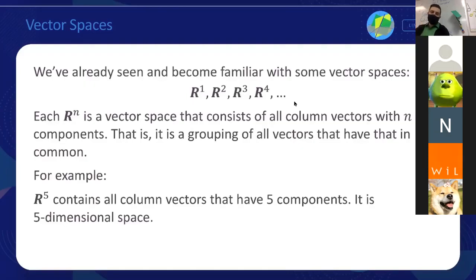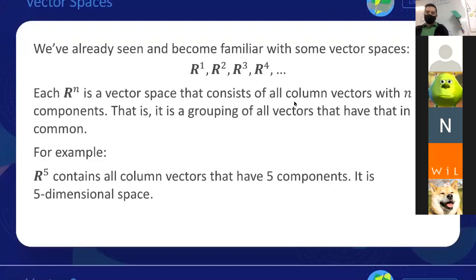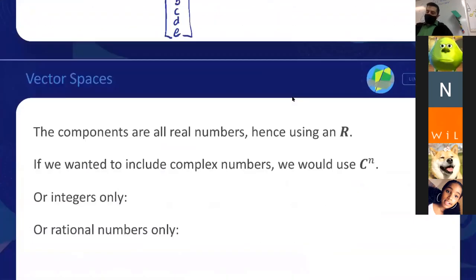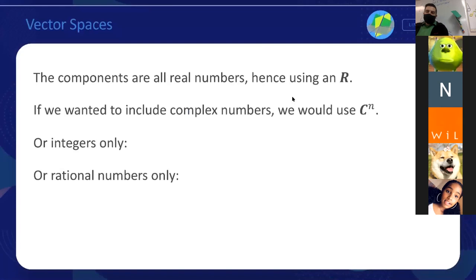So R5 would be all column vectors that have 5 components. It's basically describing 5-dimensional space. So it's saying any vector that would have 1, 2, 3, 4, 5 components. Whatever you want to put in there, it's all the vectors with 5 components. So we've technically already seen a lot of these types of spaces. We just haven't talked about them in terms of them being a vector space. These are just the space of real numbers. R2 is 2-dimensional space, R3 would be 3-dimensional space, and so on, with real numbers. The components are real numbers, which is why we call it R.